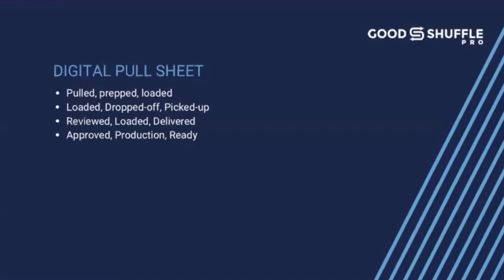Remember, the digital pull sheet is going to track all interactions. So it's a really powerful tool in team accountability and helping you identify 3 phases in your fulfillment process. The default is pulled, prepped, and loaded.